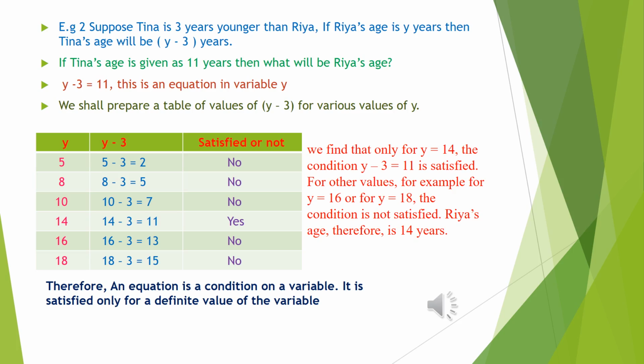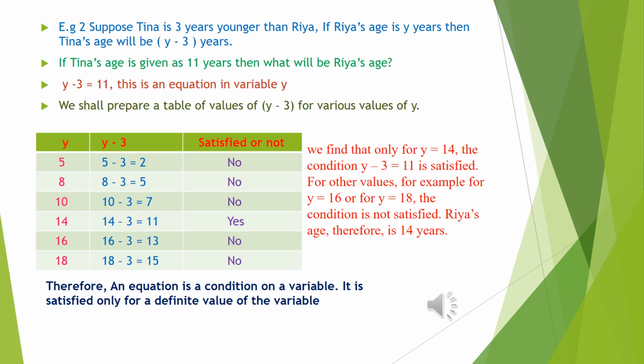So we found that only for y equals to 14, the condition y minus 3 is equals to 11 is satisfied. For other values, for example, for y equals to 16 or y equals to 18, the condition is not satisfied. Ria's age will be therefore 14 years. Ria's age is 14 years and Tina is 3 years younger than Ria, therefore Tina's age is 11.